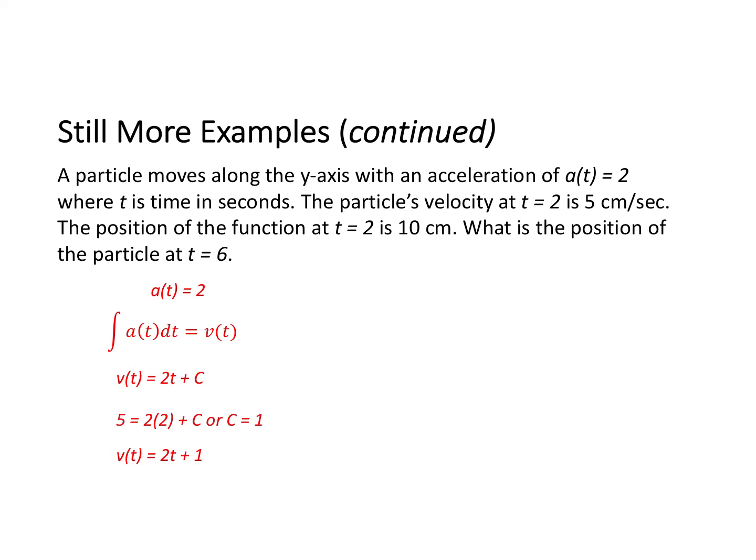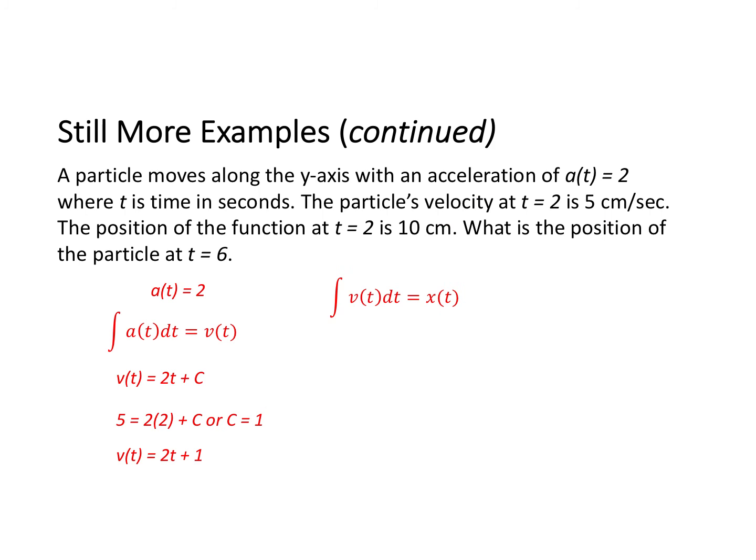All right, we were told that the velocity at t equals 2 is 5 centimeters per second. So if I plug in t equals 2 on my velocity function, I know that that's going to equal 5. So that means 5 is equal to 2 times 2 plus c, or in other words, c therefore must equal 1. So if c is equal to 1, my velocity function is simply 2t plus 1.